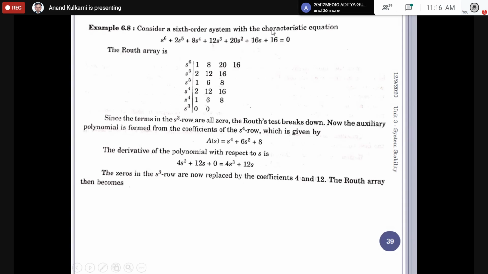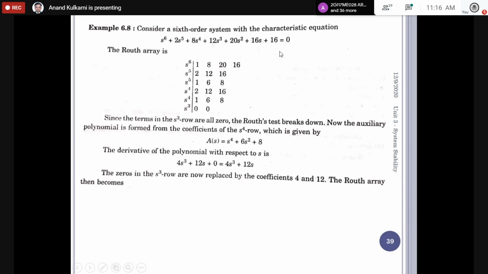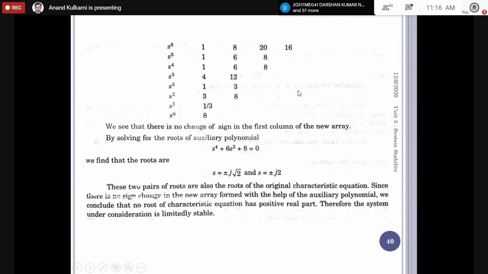An term, that is s to the power 0th term, will be missing in the equation. That clearly indicates there is a presence of root at the origin only. If there is a root at the origin, then also the system is limitedly stable, but there is only one root at the origin, and without solving the Routh's array you will come to know that, basically because this term will be 0 in the initial equation only. An term will be 0. So such cases can be identified very easily.